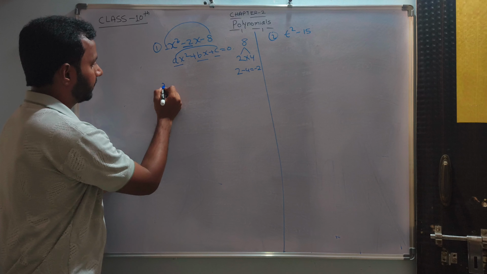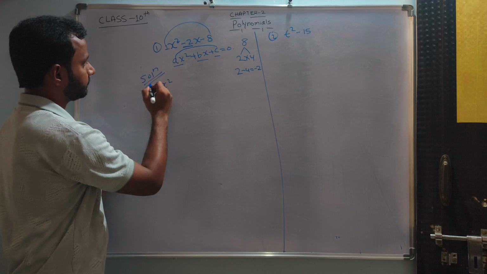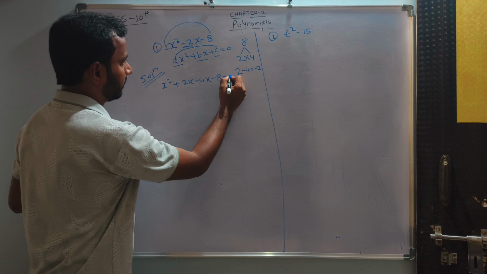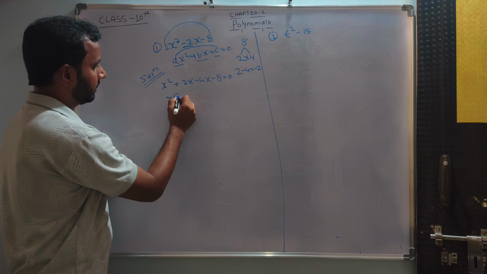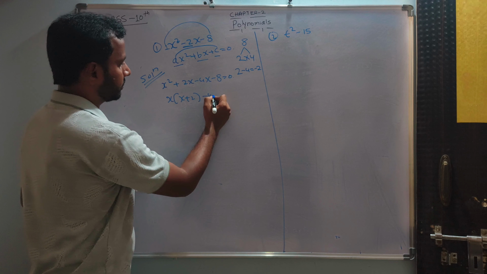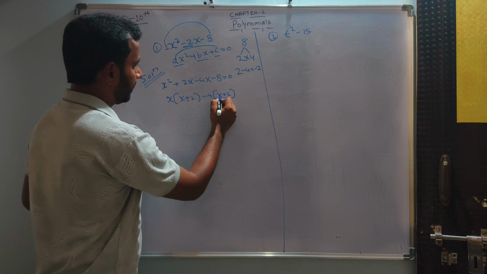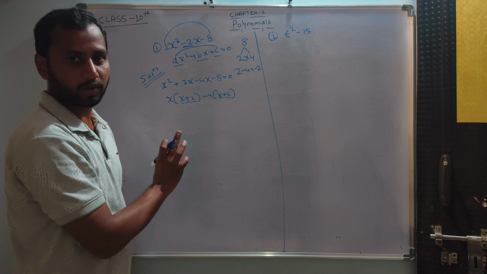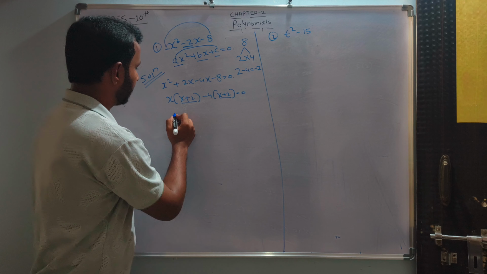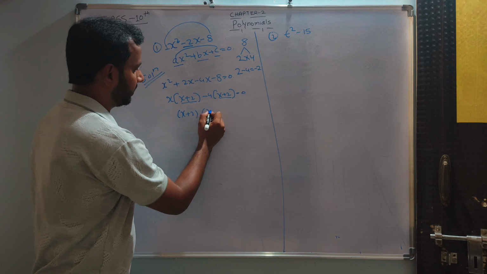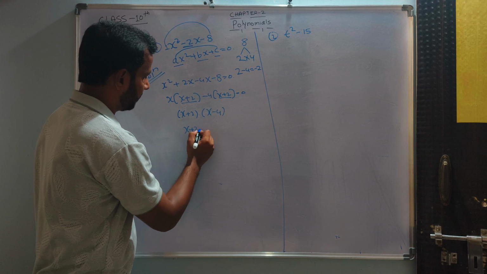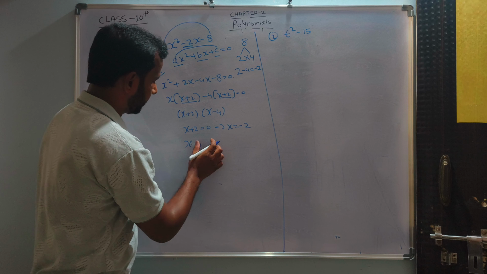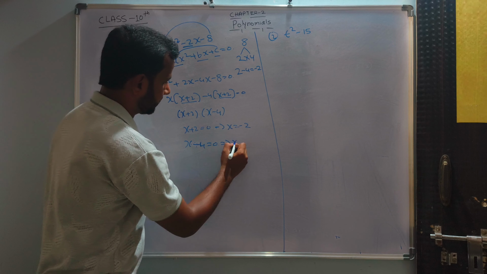Then I can write x square plus 2x minus 4x minus 8 equal to 0. Here x is common, x plus 2. Here minus 4 is common, x plus 2. Always note that these two values should be the same. If you are getting a minus also, then your answer is going to be wrong. Equal to 0. Now common is x plus 2, left with x minus 4. Then x plus 2 equal to 0, which implies x is minus 2. x minus 4 equal to 0, which implies x equal to 4.